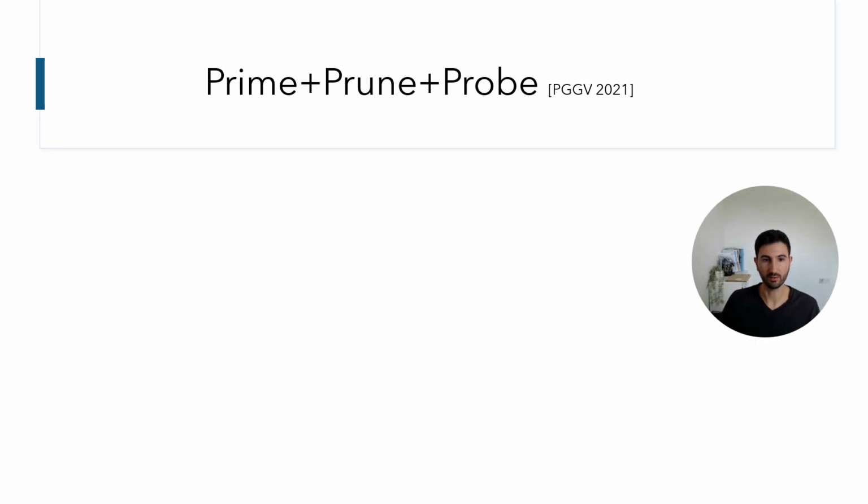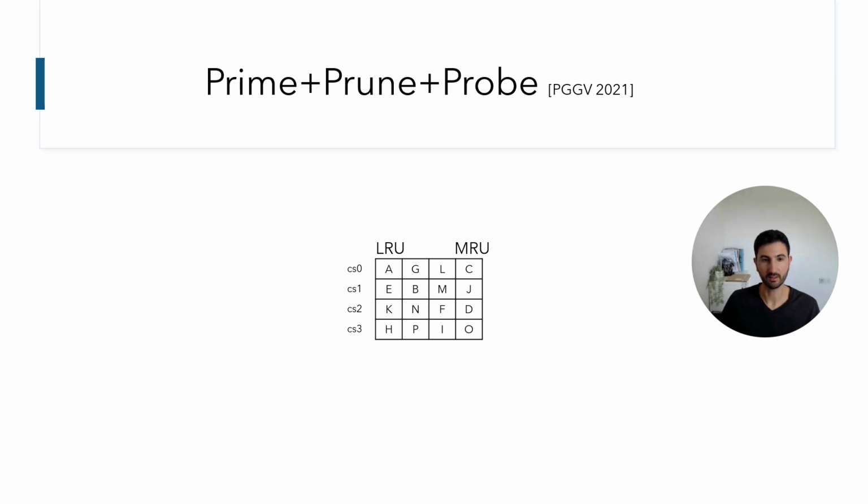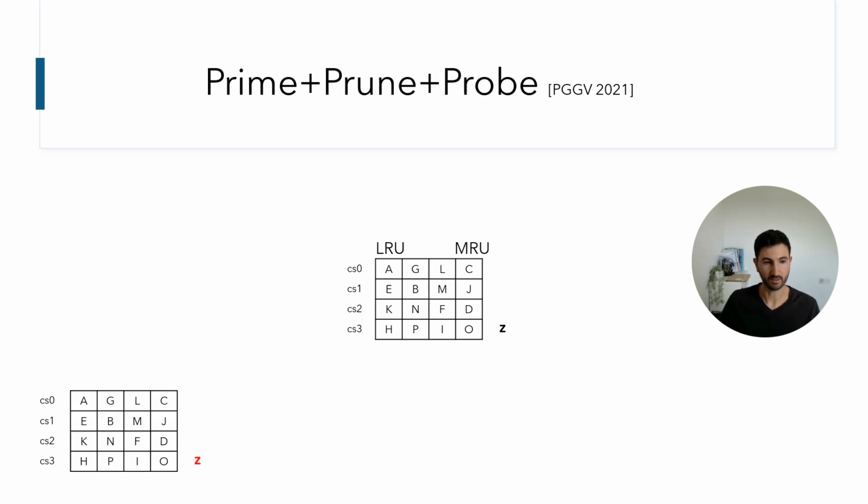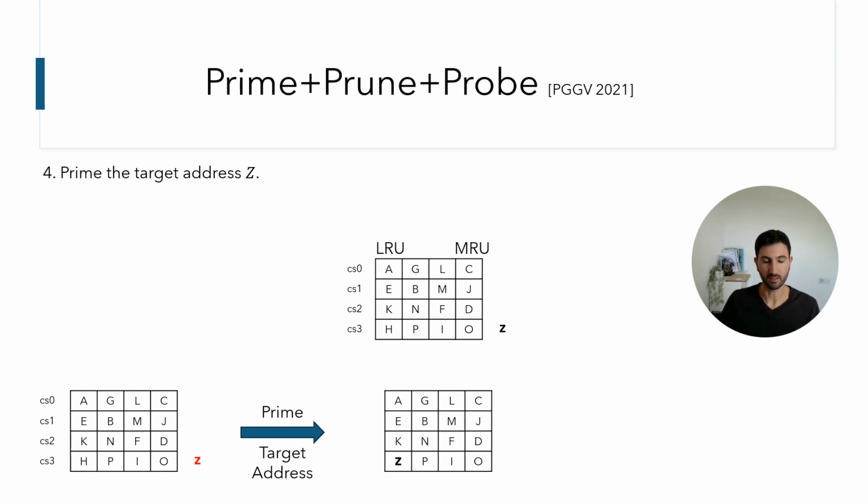The algorithm assumes the least recently used replacement policy. So on the left-hand side is the least recently used place, whereas on the right-hand side is the most recently used place. Suppose we have a target address Z, and the target address Z maps to cache set number 3. Next, we prime the target address Z into the cache. The insertion of Z into the cache forces the eviction of address H, since H was located in the least recently used place.